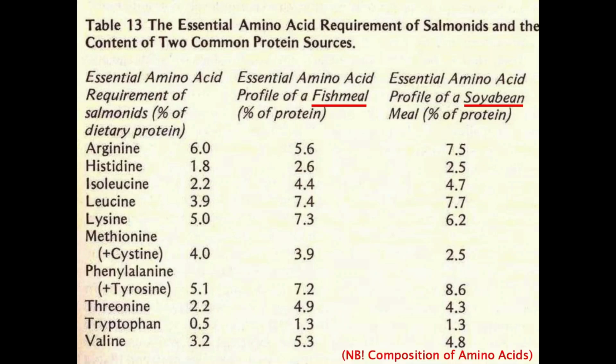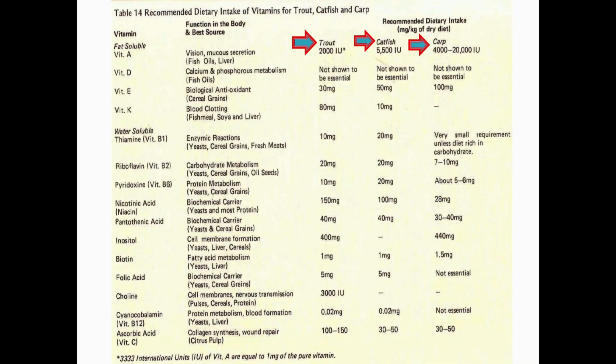It is important to understand what's inside of your fish feed, and here you can see a comparison of fish meal to soybean meal. It is also important to know, based on the fish that you choose, what their dietary intake of vitamin requirements are. Here is a list for trout, catfish, and carps.